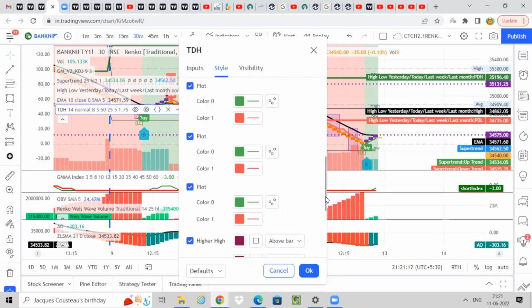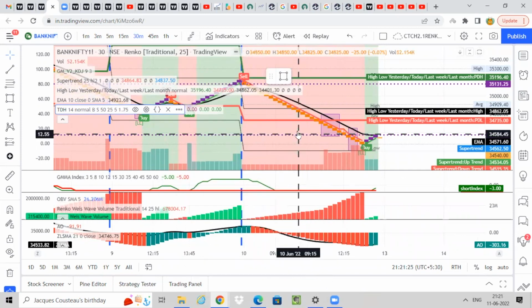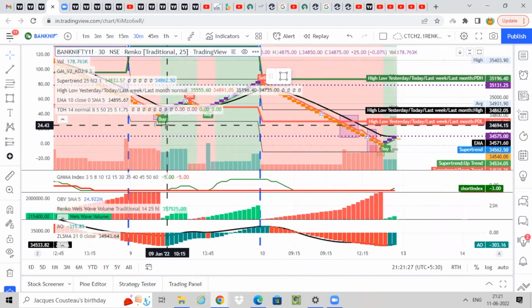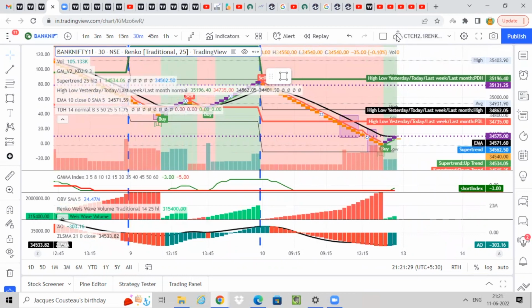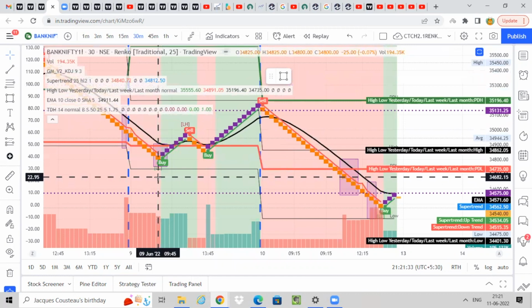Only higher highs and lower highs. No, lower. That is fine. No, wait. The labels you turn off, just the below, nothing else. Now it should go off. Yes, sir, it's done. Okay, save it now. Lower low, higher. It is showing, I can't see. Sir, here it is. Can you see? Okay, yeah.